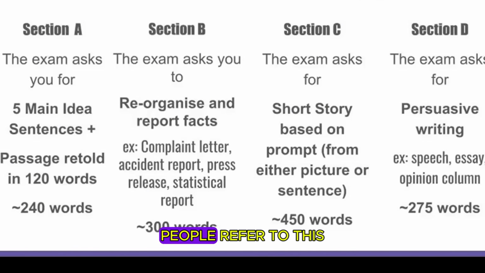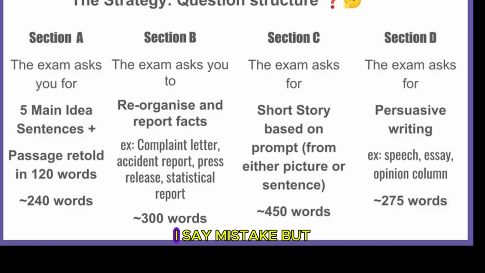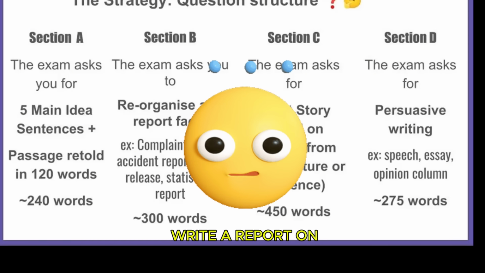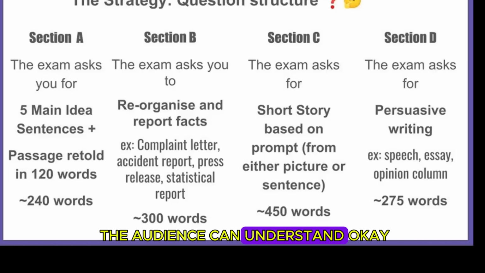A lot of times people refer to this as the letter writing section, and I kind of made the mistake of assuming that it was going to be a letter, and then when I got there, it was actually to write a report on an accident. So I definitely recommend that you move away from the letter writing idea and think about writing something that's factual in a way that the audience can understand, okay?